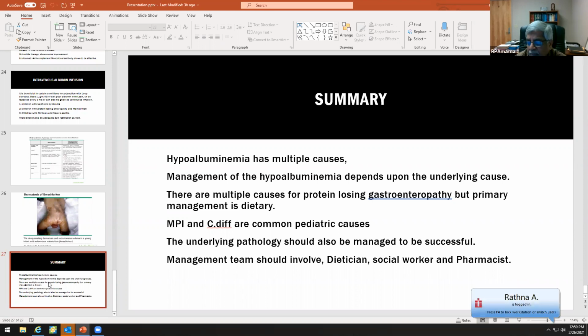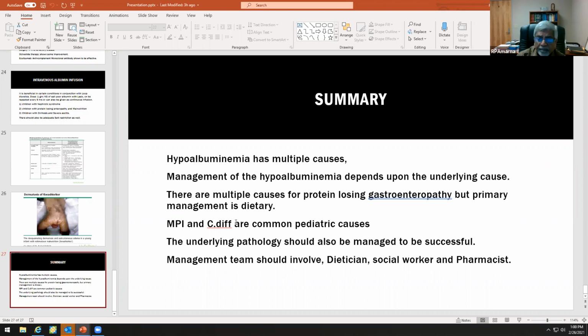There are multiple causes for protein-losing enteropathy, but primary management is dietary in those patients. So there you may not have to use albumin infusions as often. You will see a gradual improvement in their albumin status, and the edema will disappear, everything will get better. Milk protein intolerance and C. diff infections are the most common pediatric causes. And luckily, both of them are temporary. So you can just treat both of them and they will recover. The hypoalbuminemia will disappear as well.